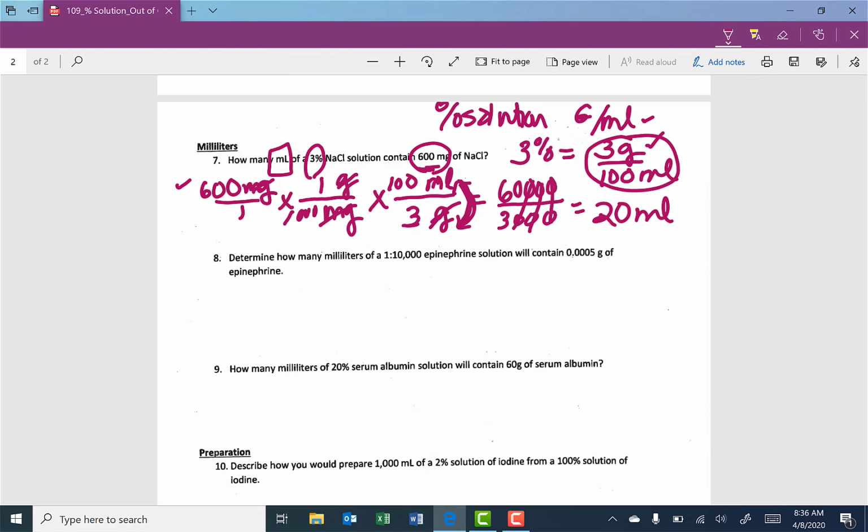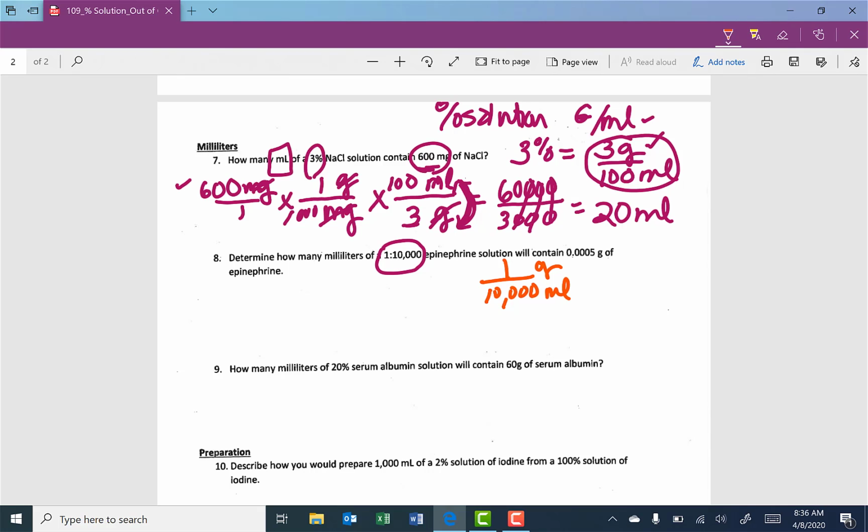Now, in this problem, you're going to see some new terminology. Determine how many milliliters of 1 to 10,000 epinephrine solution will contain 0.0005 grams of epinephrine. Obviously, I'm not a medical person. Okay, when you see that terminology, that means we have 1 over 10,000. And the units will always be, when you see the colon there, grams over milliliters, just like the percent solution.